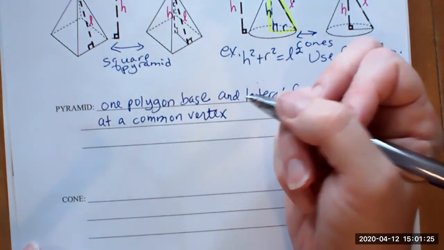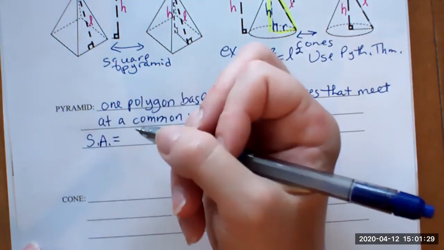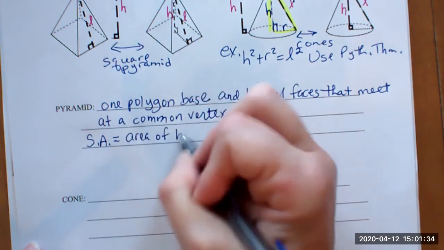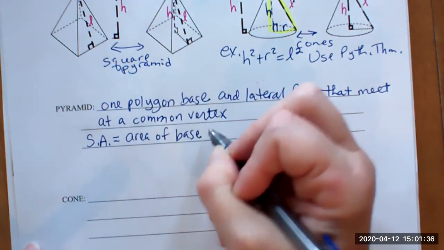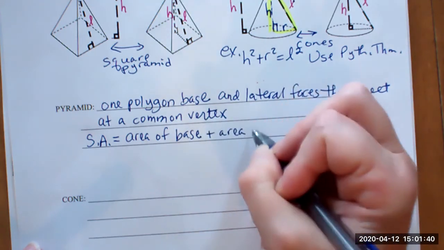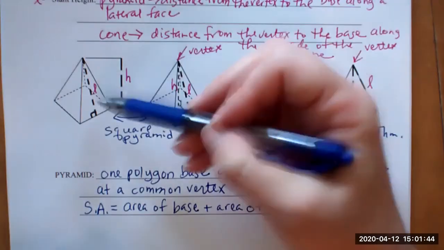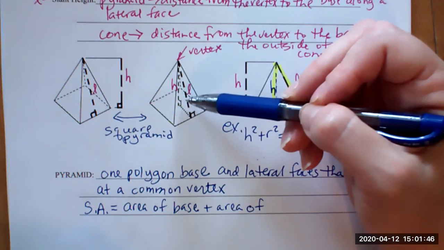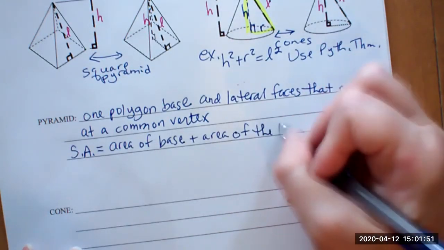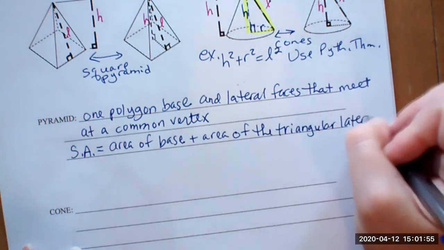Okay, and if we want to calculate the surface area of that pyramid, we can take the area of the base plus the area of the lateral surfaces. Now you'll notice that the lateral surfaces are always going to be triangles. So we're going to say the area of the triangular lateral surfaces.